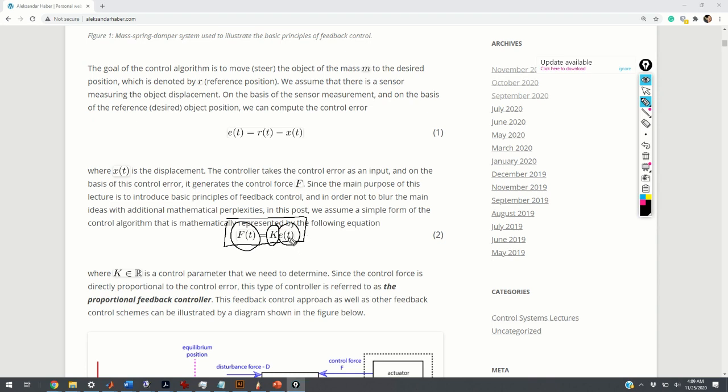So if error is high, the force will be high. If the error is small, the force will be small. If error is 0, the force will be equal to 0. So the main control problem is to determine this gain, the control gain, such that a certain control objective is being achieved.